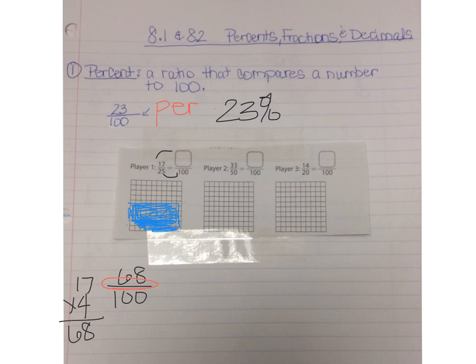Okay, for the next one, we have 33 out of 50, but we need to change that into a percent, so we're going to do it out of 100. We multiplied 50 by 2, so we're going to multiply 33 by 2, which will give us 66%.